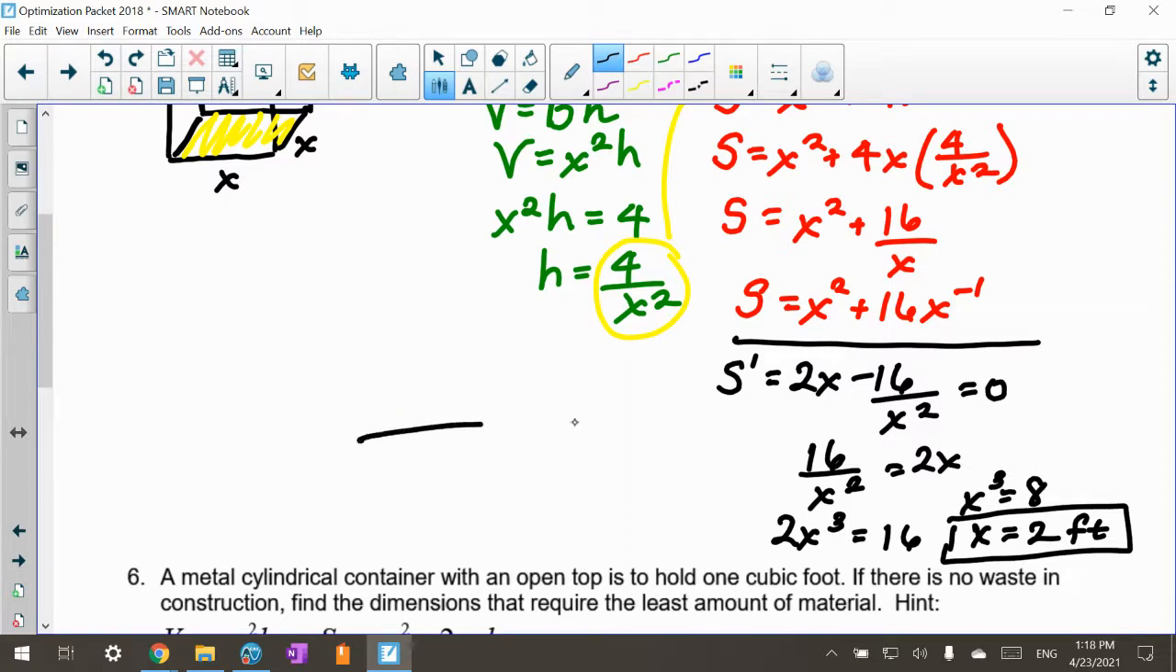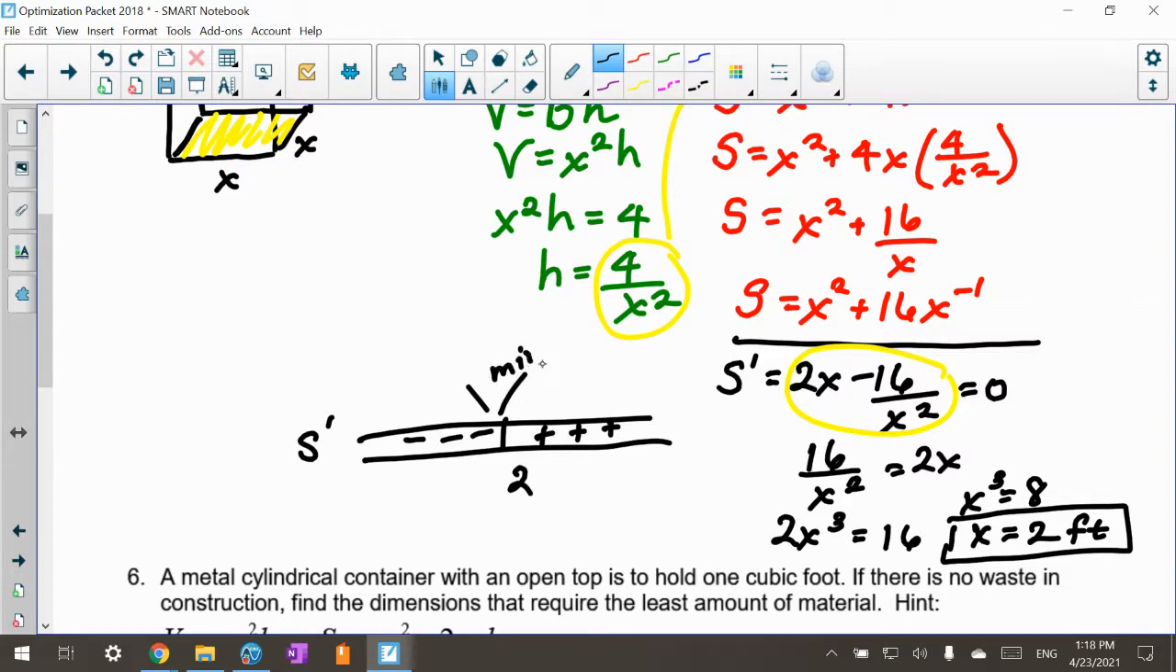Before we go any further, I want you to make sure you do your s prime sign check. Put the 2 in there, and go to the left and the right of 2. If I go to the left of 2 and pick a 1, that's going to make this negative. And if I go to the right of 2, let's pick 3 or 4, this is going to make this positive. And so this is truly a minimum.